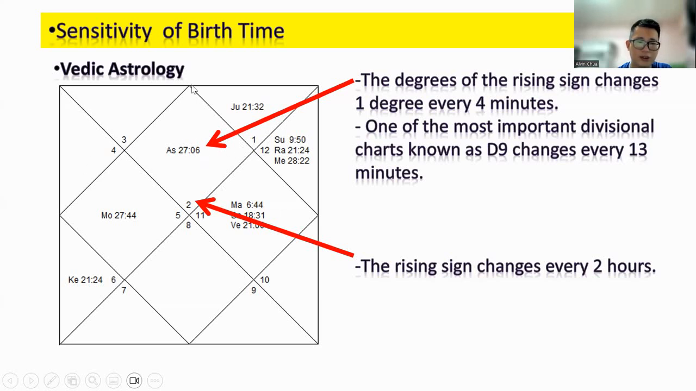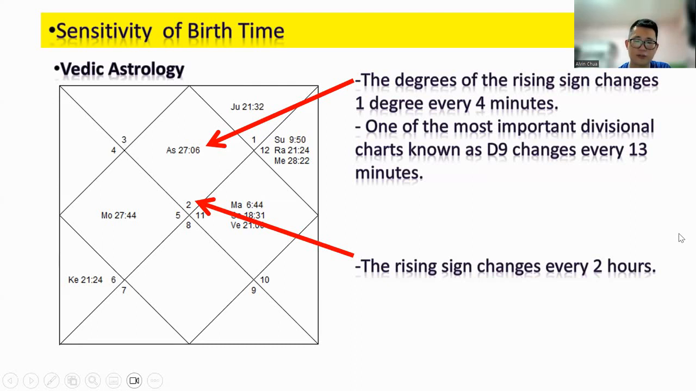So this thing is constantly changing. The horizon is constantly changing. The degrees here change 1 degree every 4 minutes. For the degree, you will start from 0 and travel all the way until 30 degrees. One sign is 30 degrees. So for the degree of the rising sign to pass through all 30 degrees, it will take about 2 hours. After 2 hours, whoever is born 2 hours later, the rising sign will be the next sign, which is Gemini. It's just roughly to explain how a Vedic astrology chart looks like.